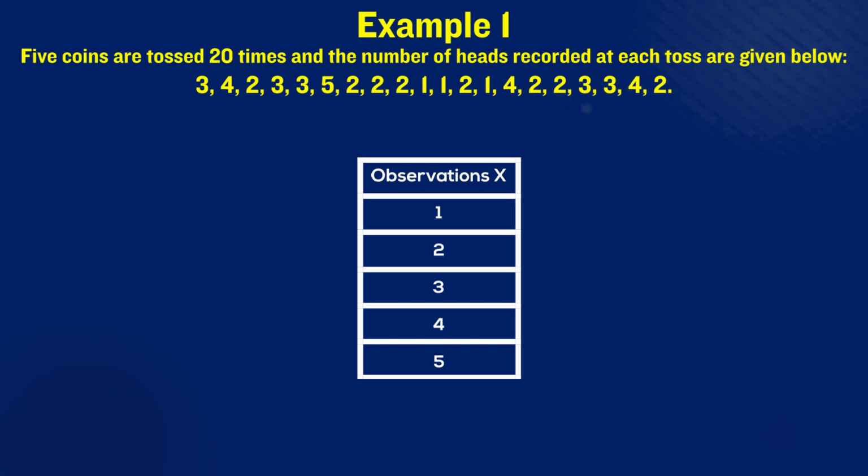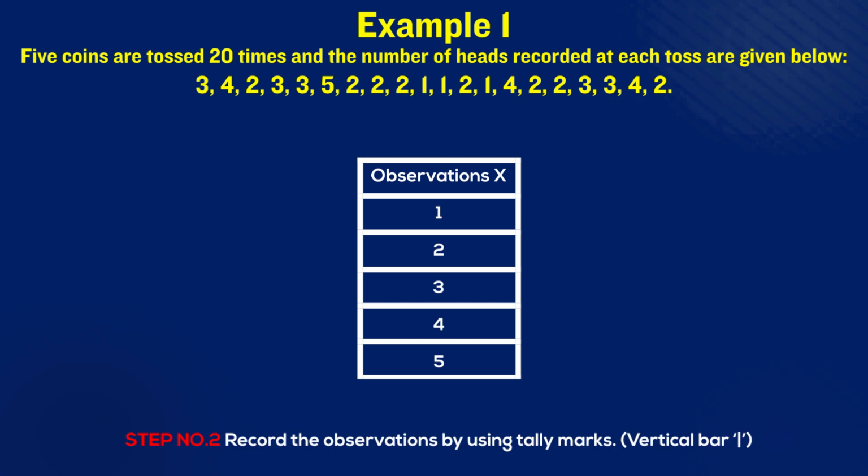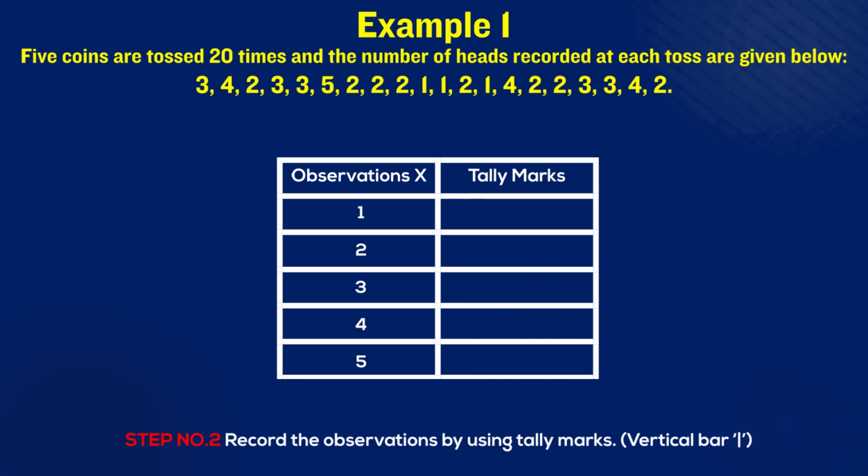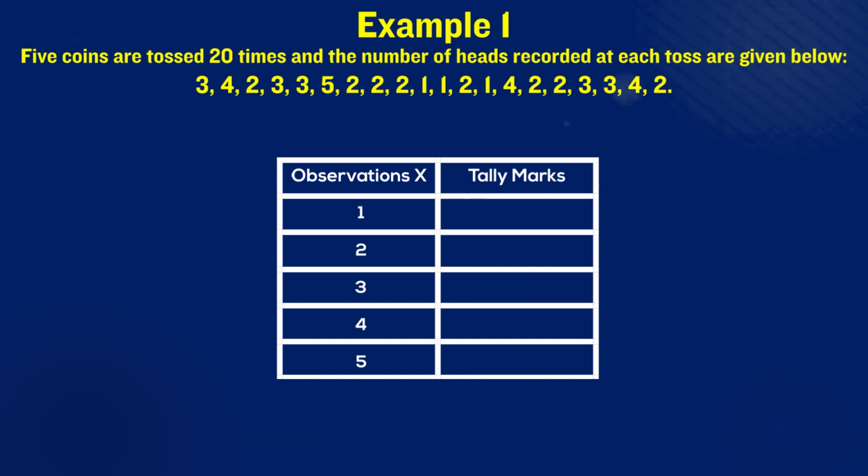Great! We'll now go ahead and record the occurrence of each observation using vertical bars, known as tally marks. For every time an observation occurs, we'll draw a bar. Since 1 occurs thrice, we'll draw 3 bars. Get it? Similarly, count the occurrence of 2. 1, 2, 3, 4. Now pause. The 5th bar would always be made horizontally or diagonally across the other 4 bars, like this. And continue. 6, 7, and 8.